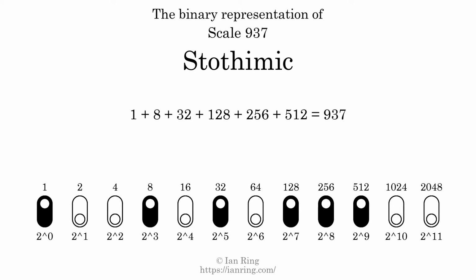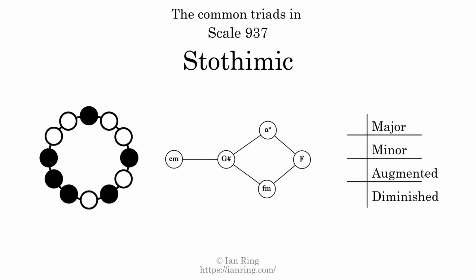The scale number not only enumerates the scale with a unique index, but it also literally describes the tonal content of the scale. Represented as a binary number in base 2, the scale number is 001110101001. Here are the common triads present in this scale.